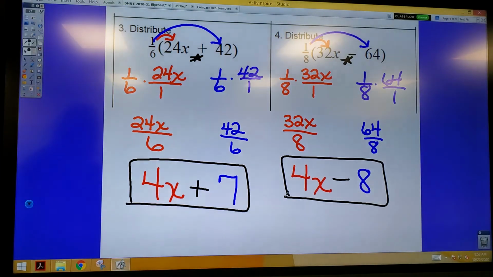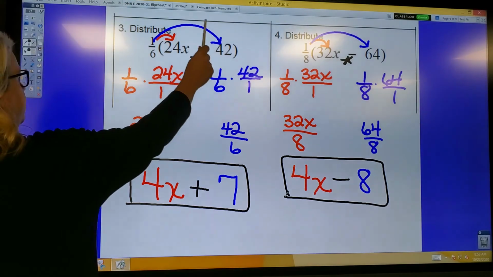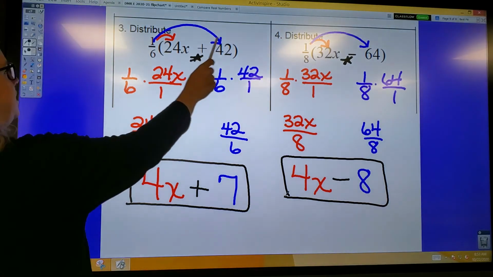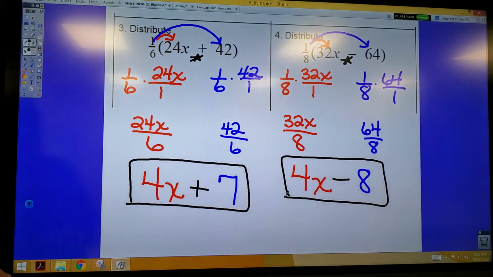So before you take your quiz, make sure that you keep in mind that you have to distribute to both of the numbers inside the parentheses. Don't mess up on that. And then be very careful with what sign, the plus sign or the minus sign, that you need to bring down into your answer.